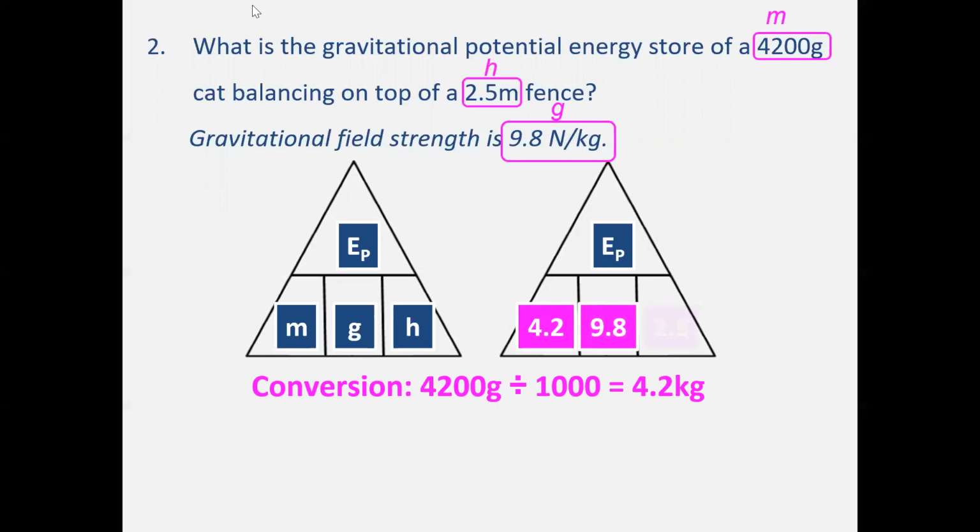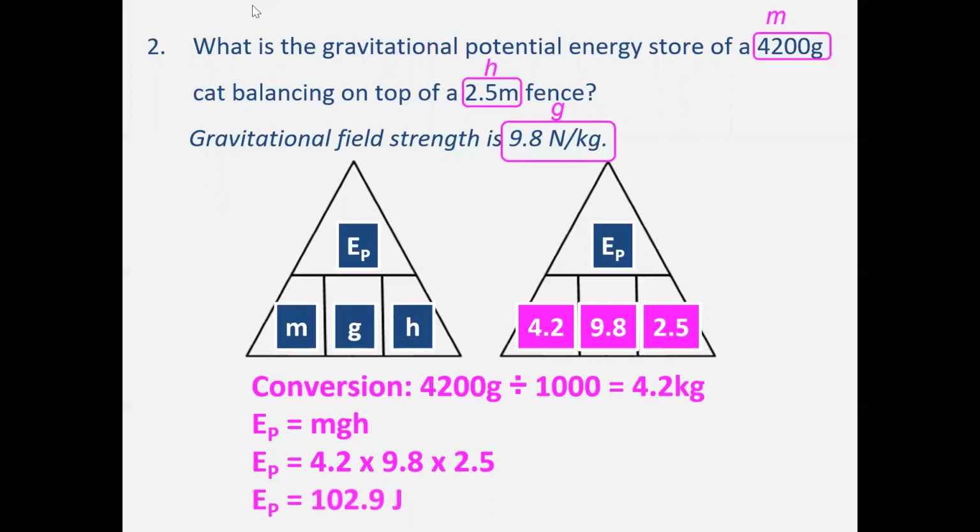9.8 for gravitational field strength and 2.5 meters for height. So if gravitational potential energy equals mass times gravitational field strength times height, then the gravitational potential energy store would be 4.2 multiplied by 9.8 multiplied by 2.5, which would give you a gravitational potential energy store for that cat of 102.9 joules.